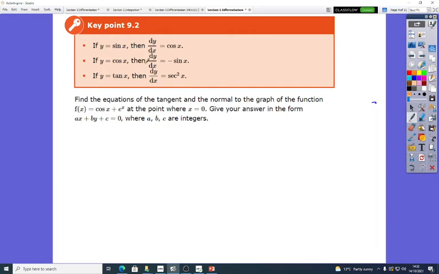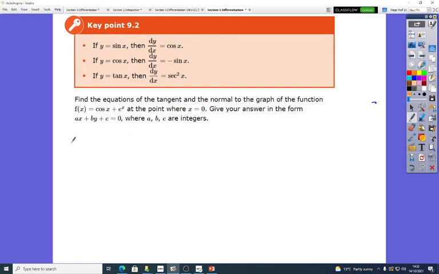Okay, so let's have a look at this. These are all our rules. You know that the differential of sine is cos, differential of cos is minus sine, and differential of tan is sec squared x. Now, find the equation of the tangent and the normal of the graph where x equals 0, give your answer in this form.